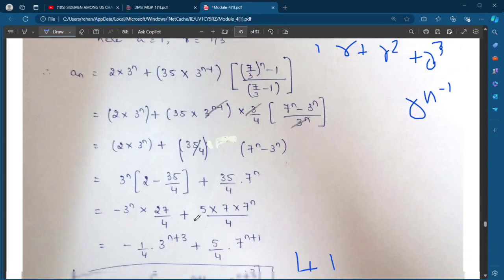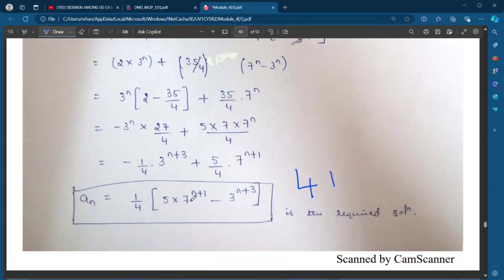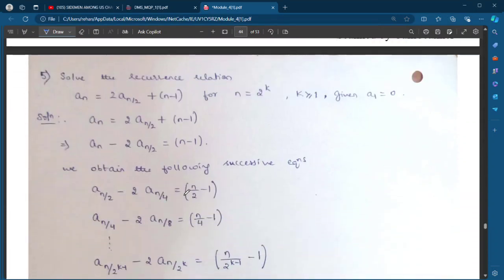So anyways, just see how you will do and finish it off. So till here it is going. Then solve the recursive relation an is equal to 2 into a of n by 2 plus n minus 1 for n is equal to 2k where k is greater than or equal to 1, given a1 is equal to 0.